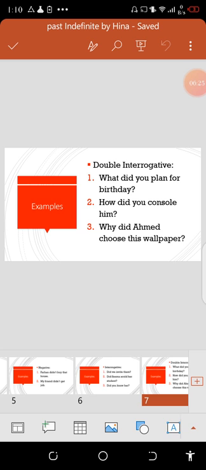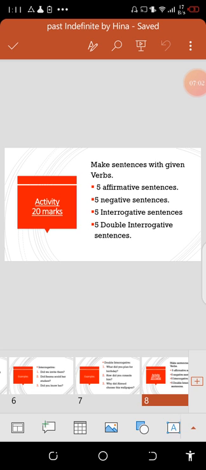So here make sure that you follow the proper structure, because most of the students make mistakes here. For example, the correct sentence is, example number one: What did you plan for birthday? What mistake do the students make? What you plan for birthday? They forgot to use did here. So the mistake is: what you plan for birthday? But the correct sentence is, what did you plan for birthday? So I hope you will remember this.